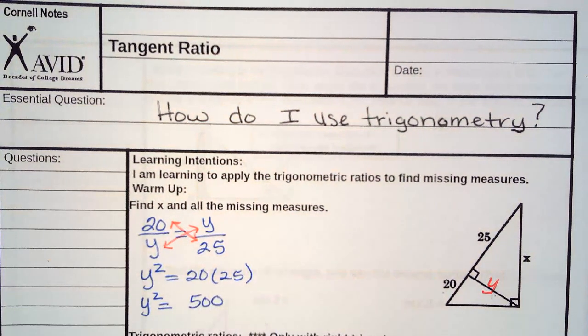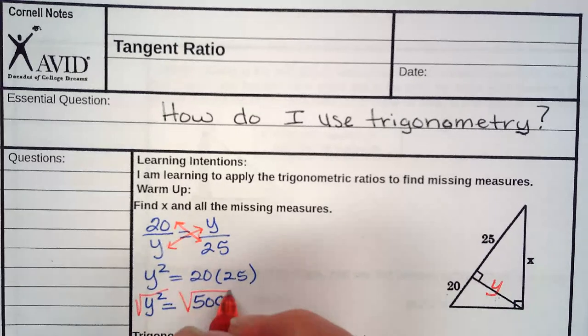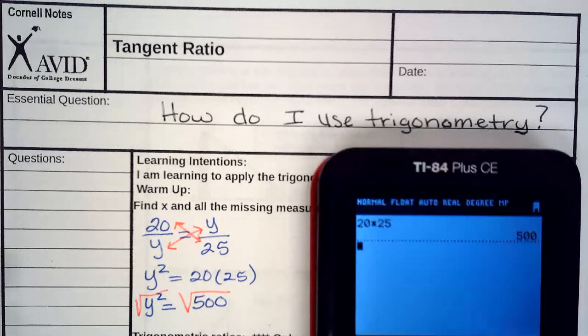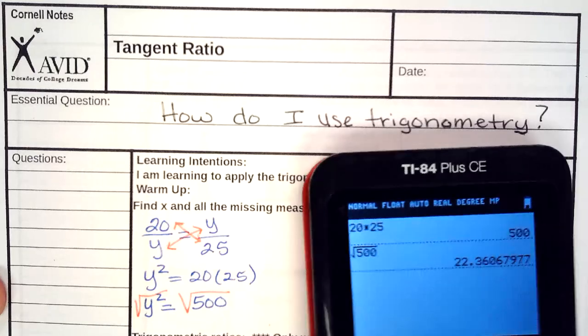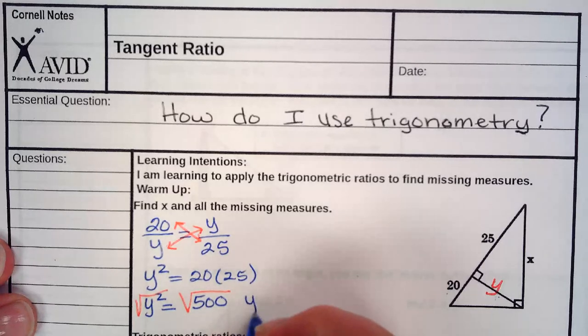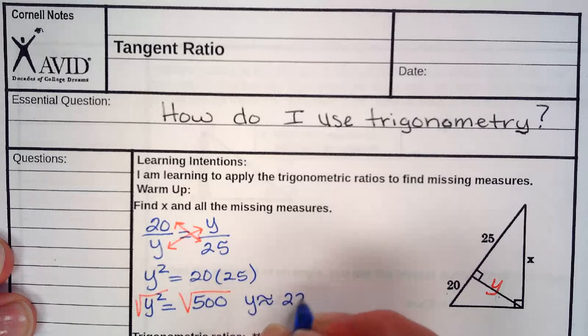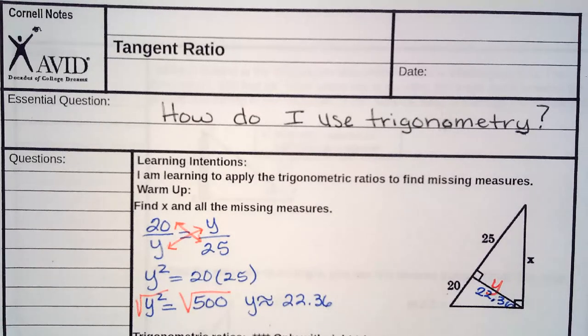The opposite of squaring is taking the square root. The square root of 500 is 22.36. We're going to round it to the nearest hundredth. Now, we know two of the three sides. Whose theorem do we use? If you said the Pythagorean theorem, you would be correct.